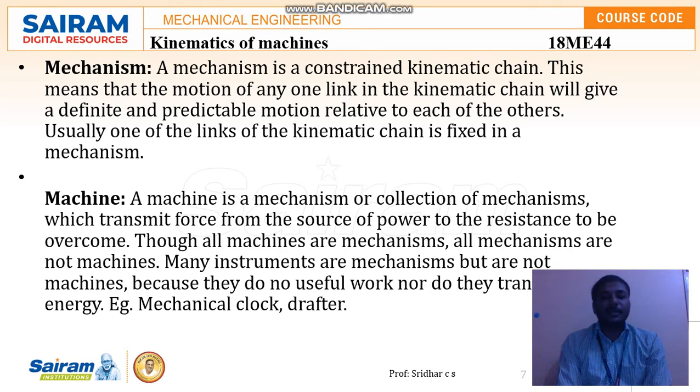All the mechanisms put together is what we call a machine. But mechanisms are not all machines. Many instruments are mechanisms but are not machines. Mechanisms are like an instrument, but they are not machines, because there is no useful work, nor can they transform energy. They can only transform motion, like a mechanical clock or the drafter. These are some of the examples of mechanisms. A machine is nothing but a collection of all the mechanisms.